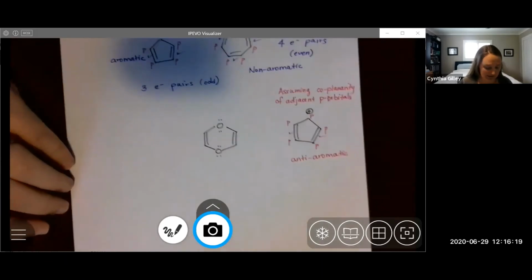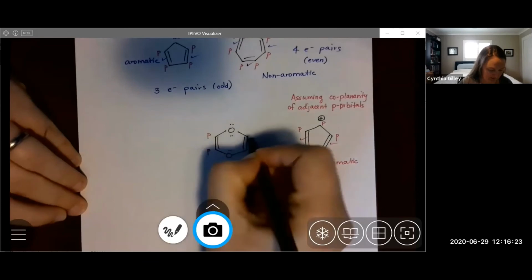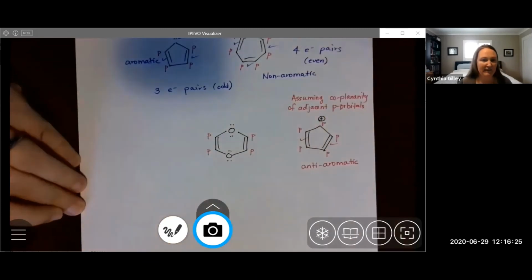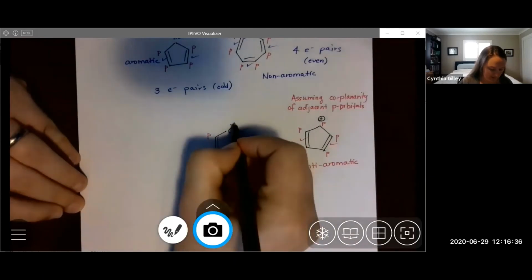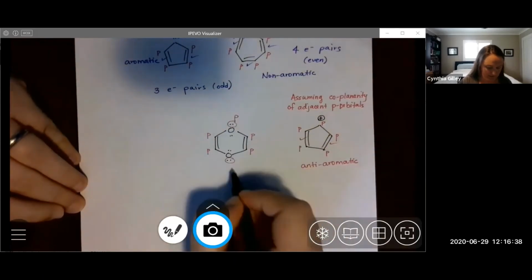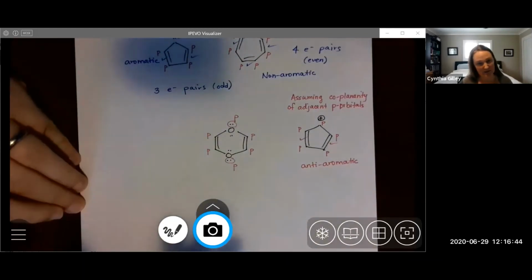So coming over to an example like this, we've got a p orbital here, and then what would it take to potentially get this to be aromatic? I need a p orbital at the oxygens, which means I've got to take one of these lone pairs and place it into a p orbital. That's a possibility. If I don't, then it's just going to be non-aromatic.